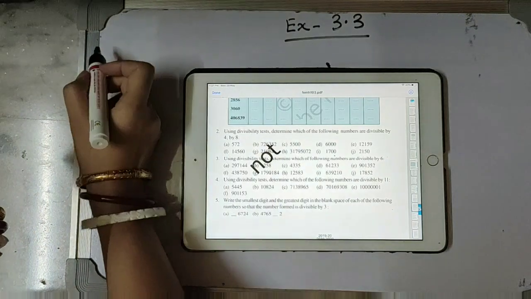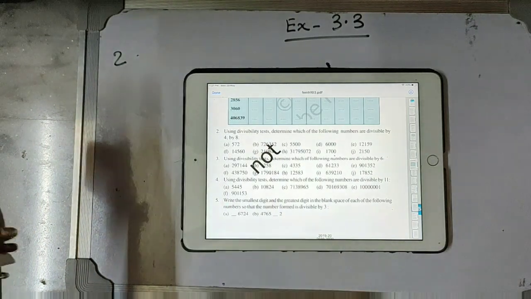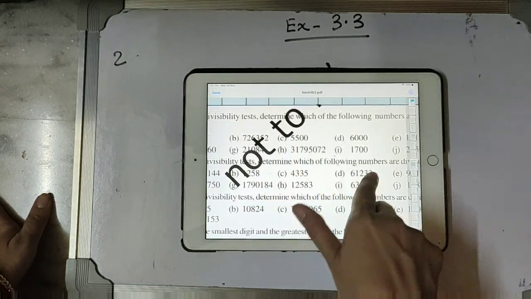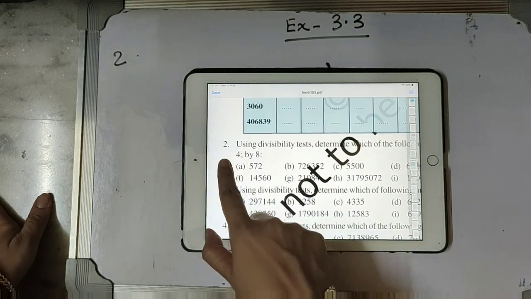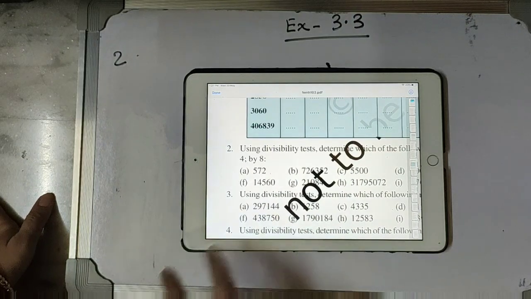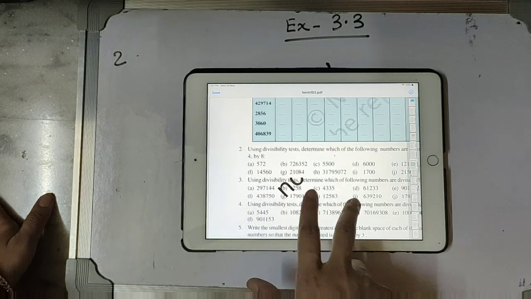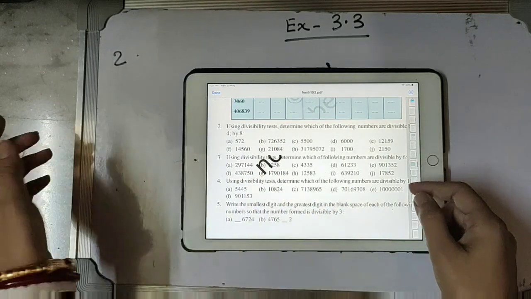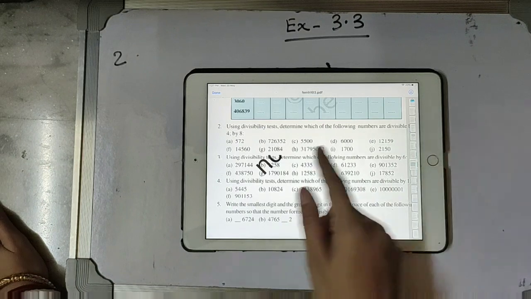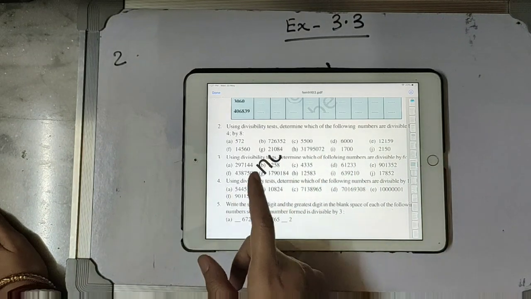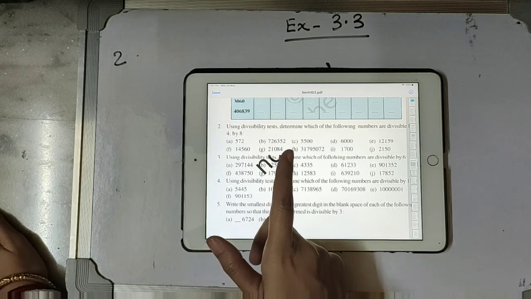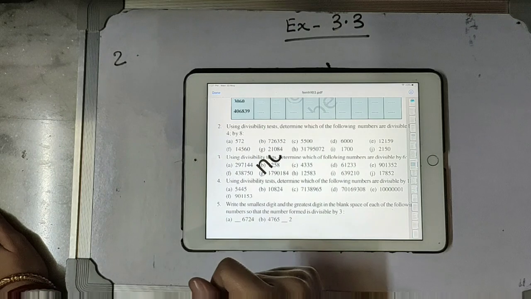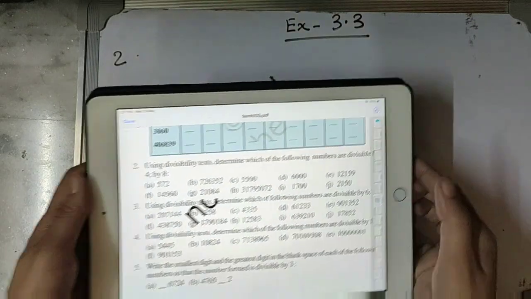So in question number 2, it is given: using divisibility tests, determine which of the following numbers are divisible by 4 or by 8. We know very well the divisibility rules of 4 and 8. So let's start, and before starting I must say, here also 10 sums are given and I will do 5 sums for you, and you will do the remaining 5 sums yourselves. Okay, so let's proceed.